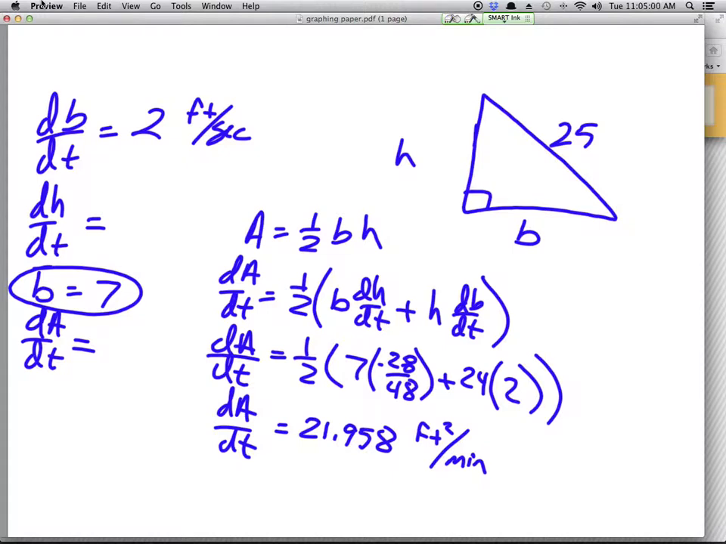Wait, Coach White, I have a question. dB over dt is feet per second, but your answer is feet squared per minute. Oh, was it second? Sorry. Yes, it should be in seconds. Thank you.